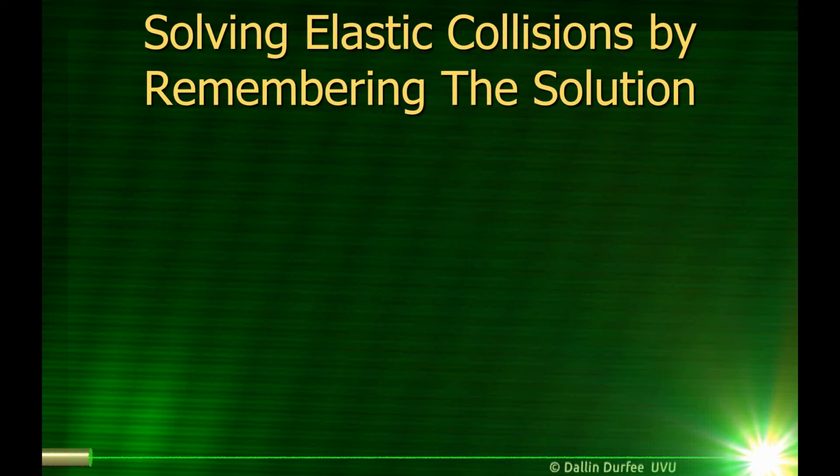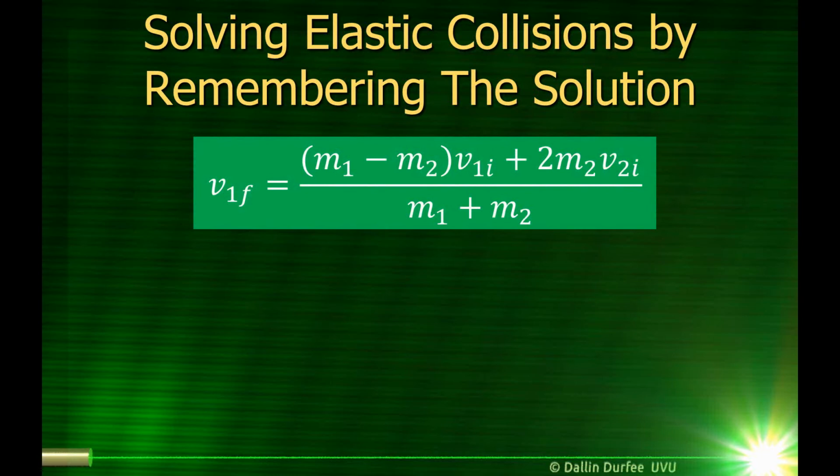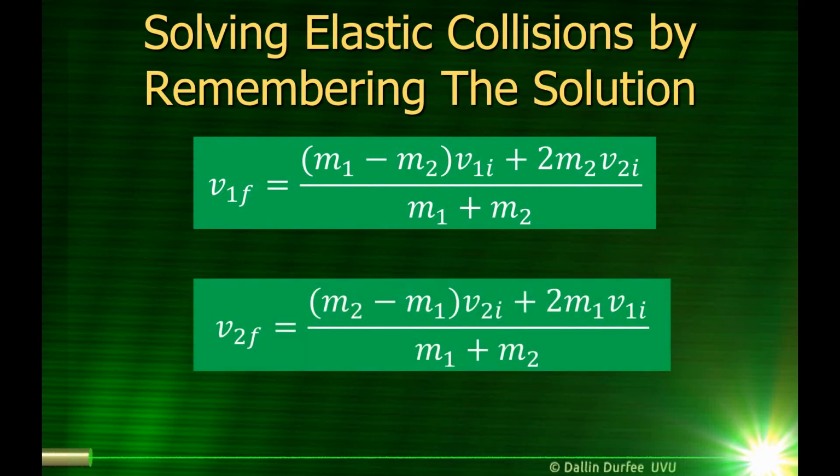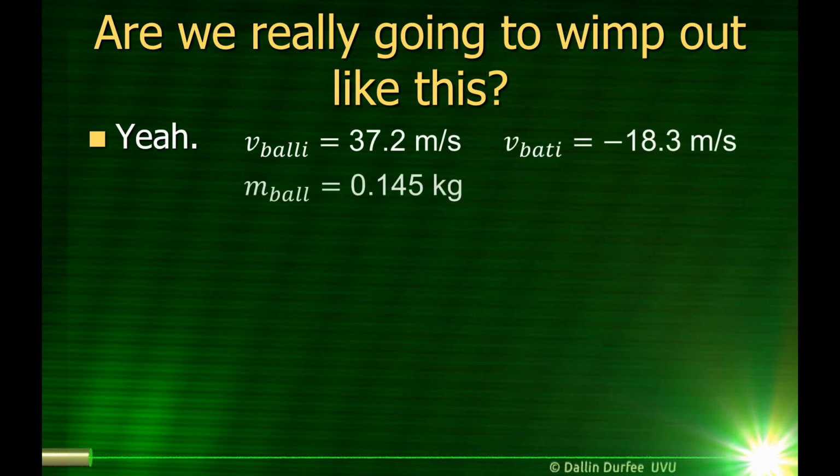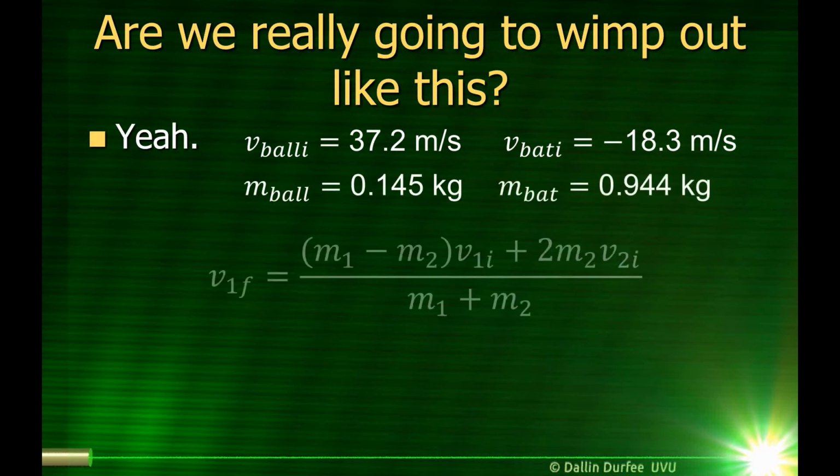Okay, how are we going to solve this? I'm going to solve it by remembering the solution. All right, there's our solution. So we just have to plug it in. Wait, are we really going to wimp out like this? Well, yeah, we've already gone through all of the algebra of solving the two-body elastic collision problem three different ways, and so I'm ready to be done with that. Let's just remember: we've got the ball's initial velocity, the bat's initial velocity, we know the ball's mass, we know the bat's mass, we have our solution that we remember.